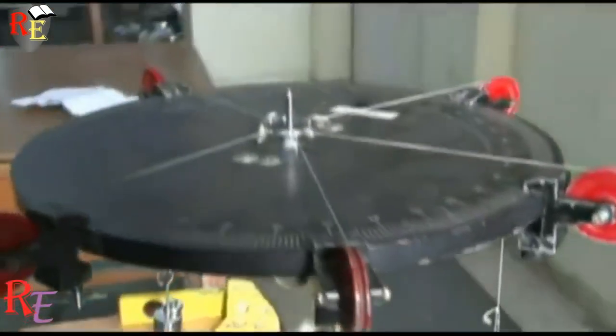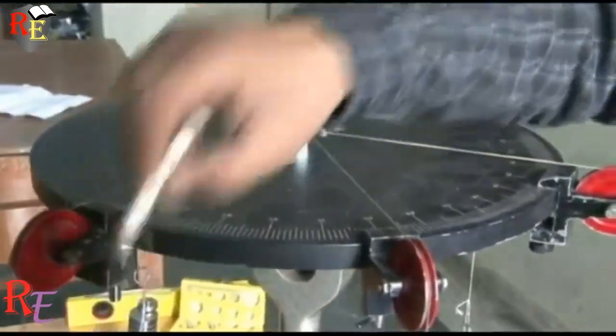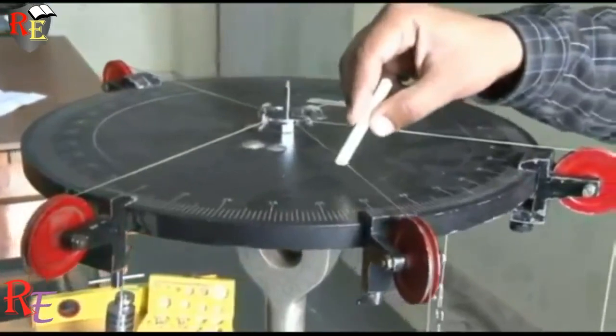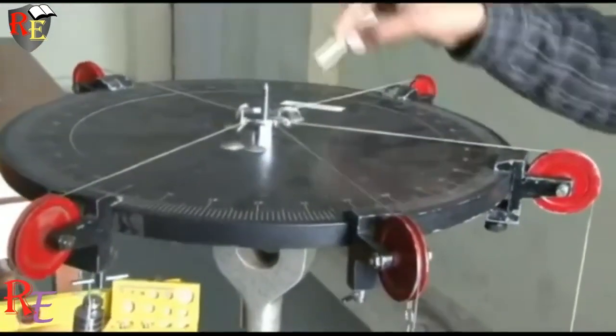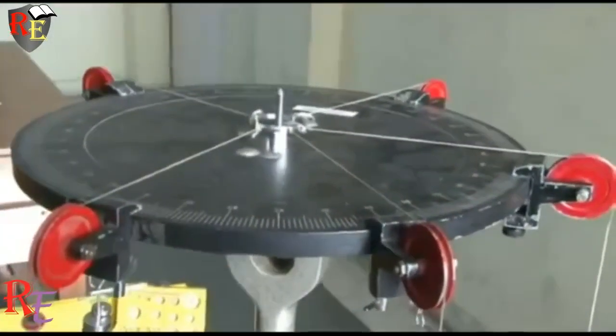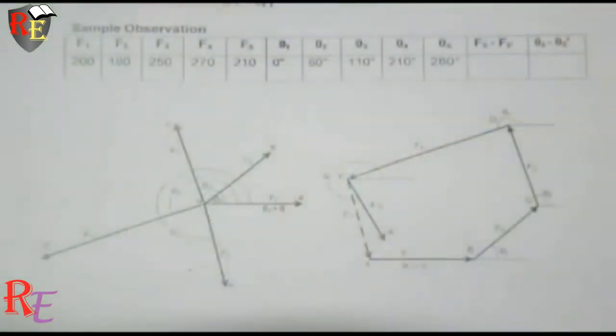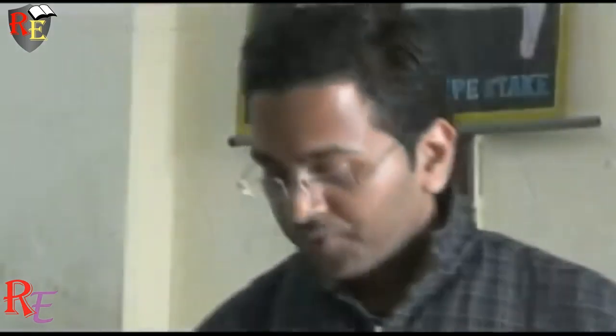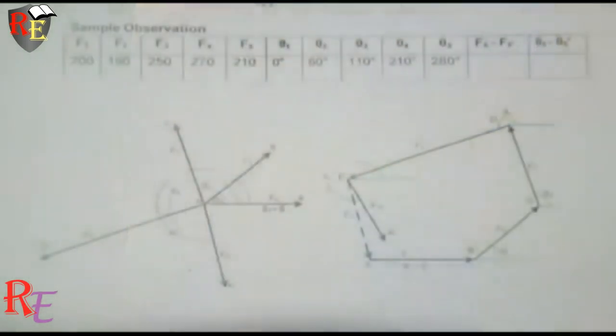So, we will note down the value of F1, which is equal to the weight of the hangers, and the values of F2, F3, F4 and F5. In the present experiment, the value of F1 is 200 gram, F2 is 190 gram, F3 is 250 gram, F4 is 270 gram and F5 is 210 gram. Now our task is to draw a polygon that should be closed if it is in equilibrium.